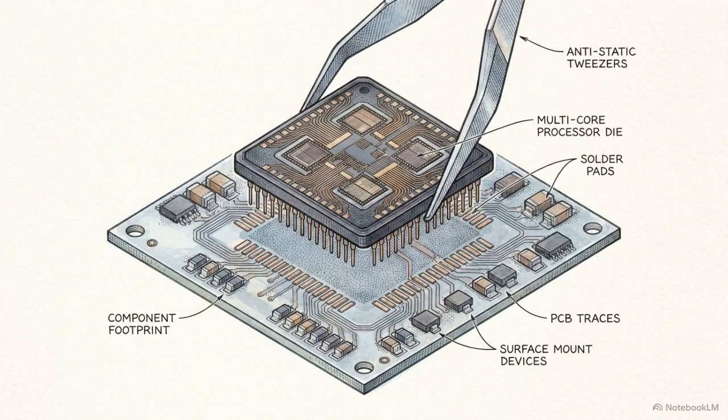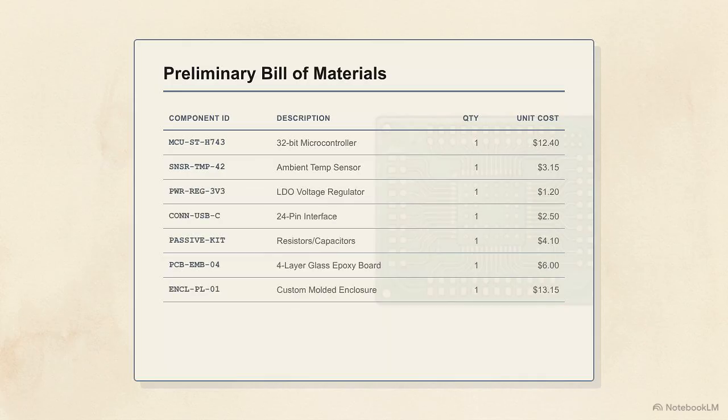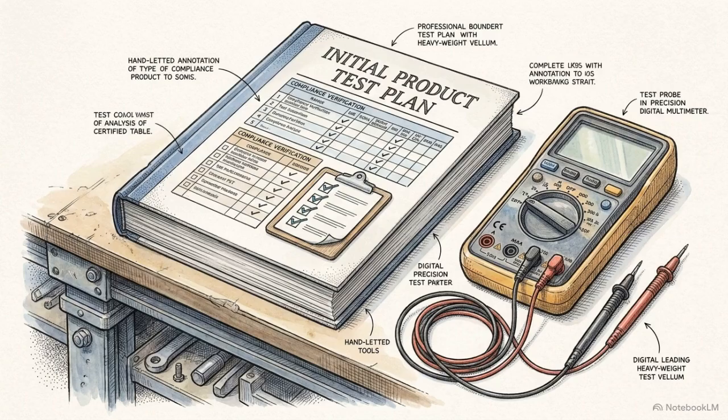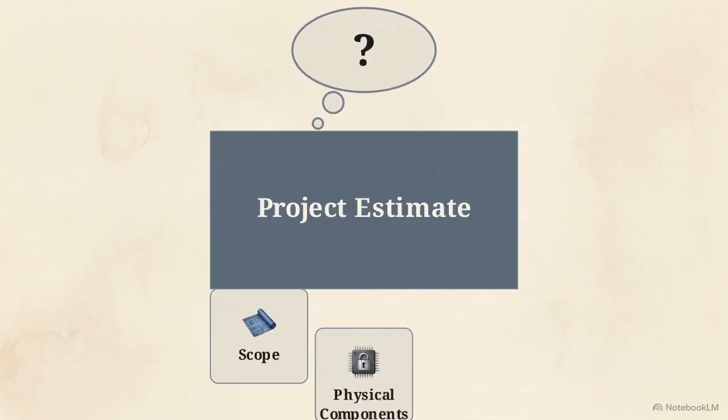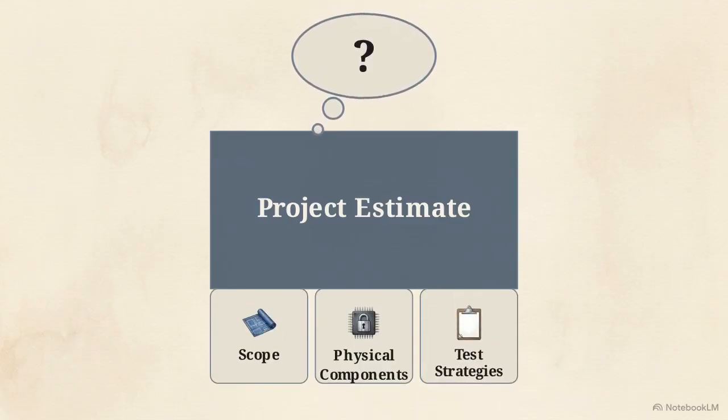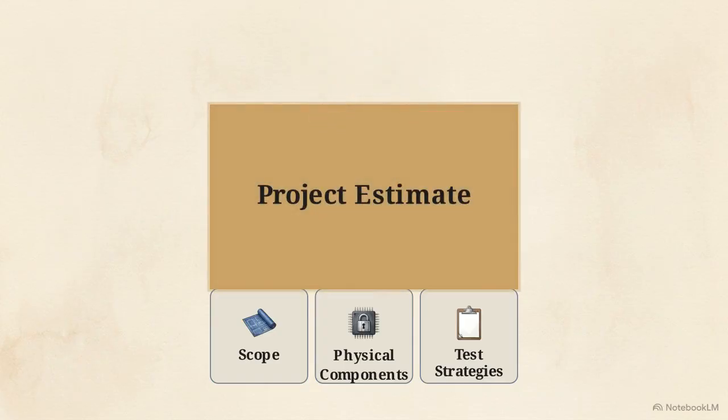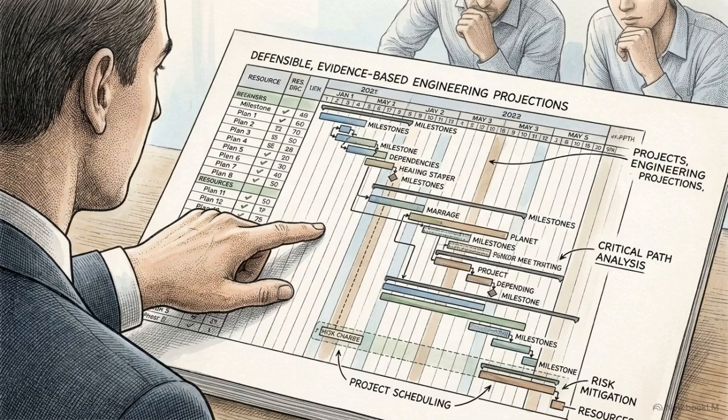We can now assign physical, commercial components to the design, immediately generating a preliminary bill of materials to assess true unit costs. Simultaneously, the meticulously verified system requirements allow us to draft the initial product test plan, defining the specific lab equipment and certification strategies needed for compliance. Because the scope, the physical components, and the test strategies are fully defined, the resulting project schedules and engineering budgets are no longer top-down estimates. They are fact-based, defensible projections rooted in actual engineering evidence.